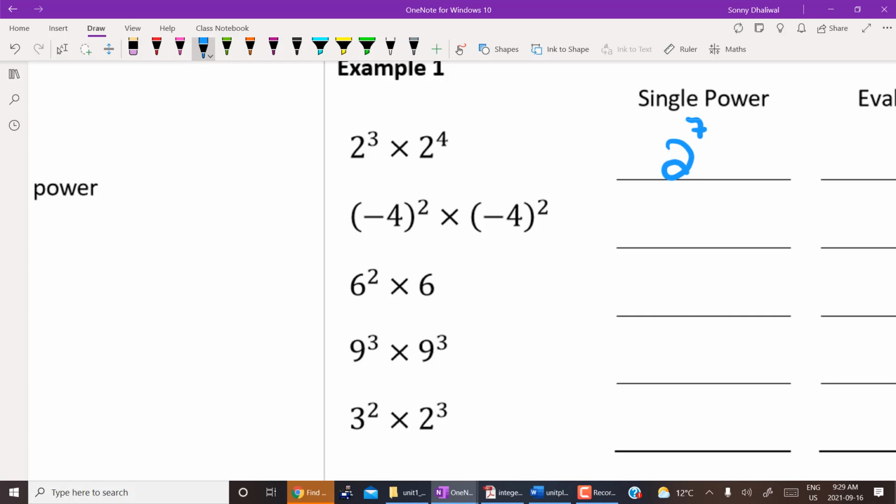Phoenix. -4 in the brackets. Yeah. Remember to include that -4 in brackets. Phoenix, what's the exponent? 4. 4. 2 plus 2 is 4. Okay. Third question.